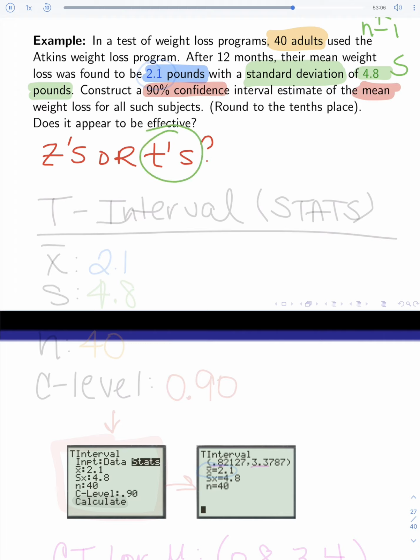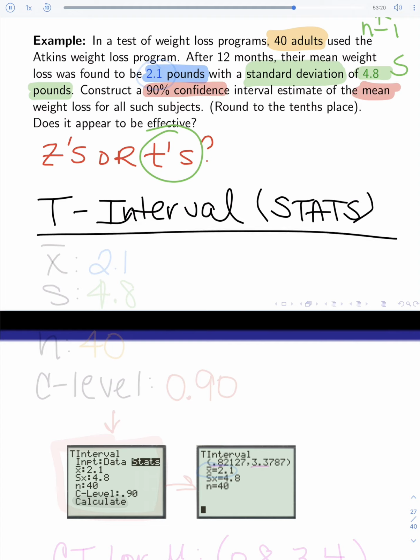So we will be doing a T interval if we're using our calculator. We don't have a set of data, so we're going to be doing the stats option. Remember that this is under STAT, arrow over twice to the right to TESTS, and then arrow down until we hit T interval. The first thing it asks for is the mean, the sample mean, which is given to us. The mean for this sample was 2.1. The next thing is your sample standard deviation S. We just talked about that. That's your 4.8.